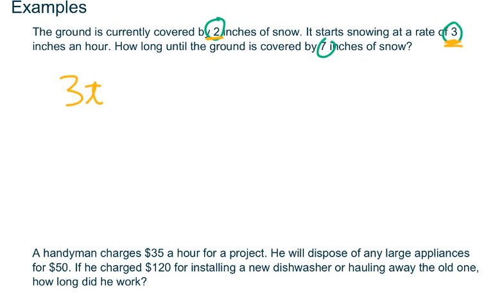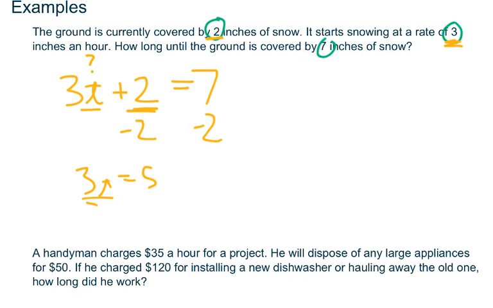And the 3 inches is being piled on top of that 2 inches of snow, so we could say plus 2, because that's already there. And then for every hour, we're getting an additional 3 inches. And we're wondering how long until we have 7. And so there we go. We've set up the equation, and now we can subtract 2. We have 3t is equal to 5. Divide by 3, divide by 3. T is equal to, and we can just say 5/3 of an hour.